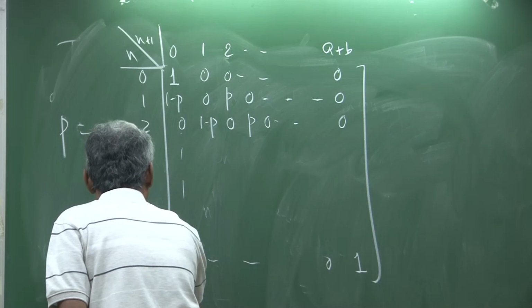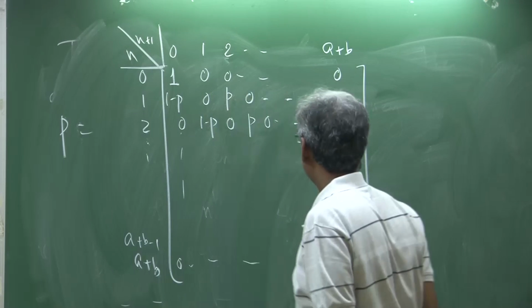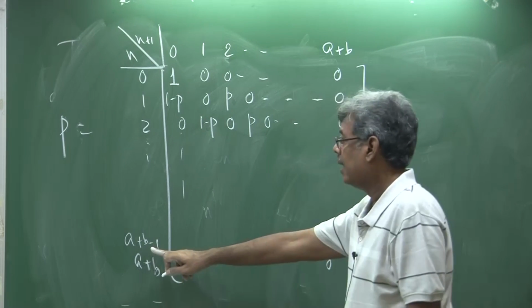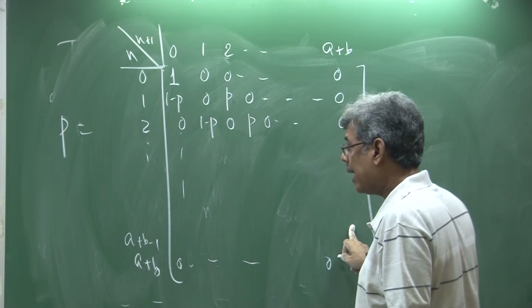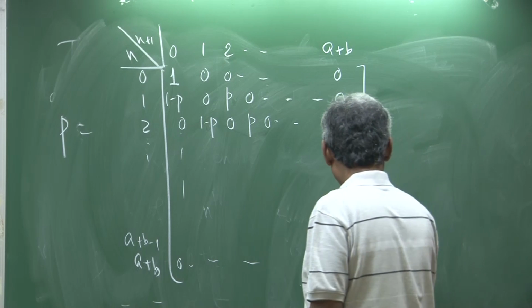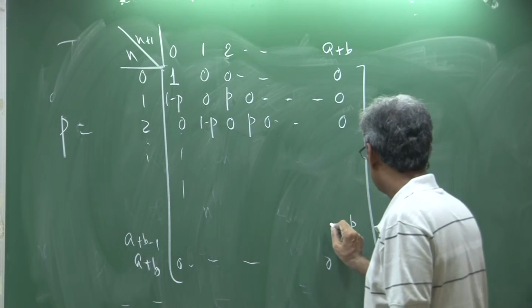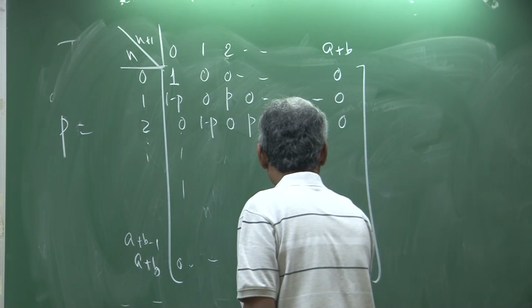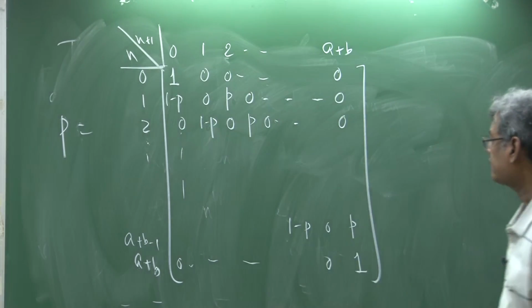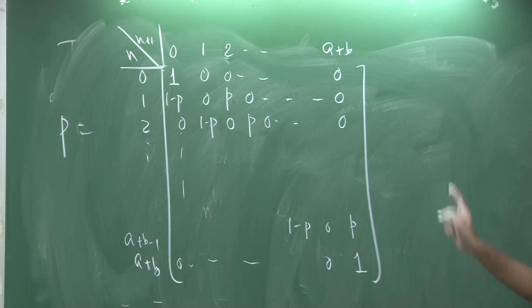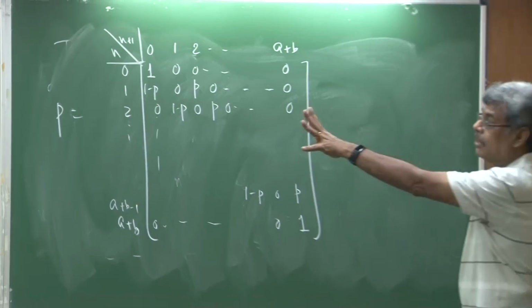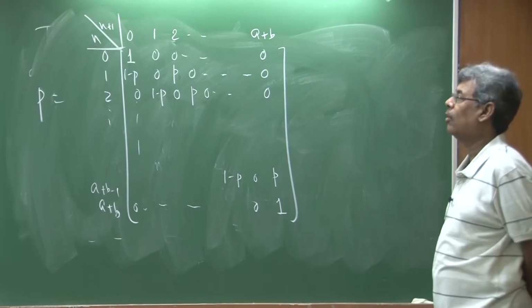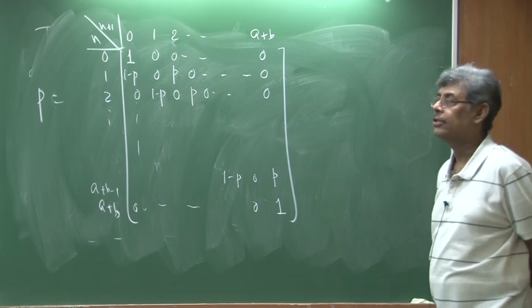It is a plus b minus 1. Here it is. You can see that from a plus b minus 1, you can move to a plus b with probability p, or you can move one step backward with 1 minus p. So, this becomes the transition probability matrix of this particular, what we call the zero-sum game.